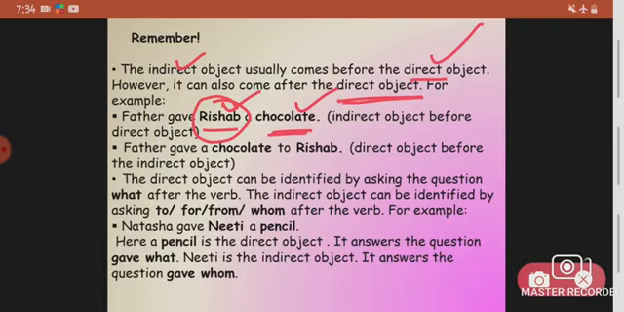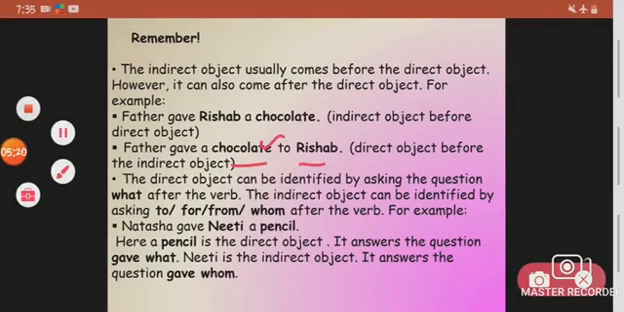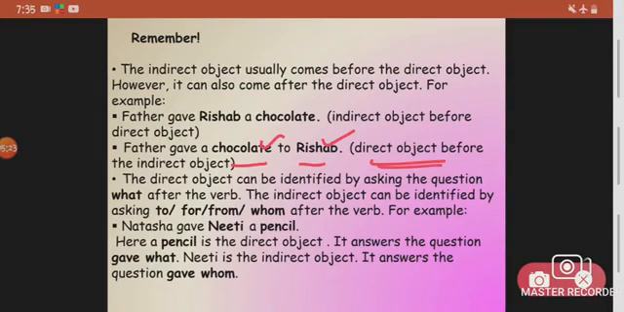Now you will write it the other way around. Father gave a chocolate to Rishabh. So here the chocolate is before Rishabh. Both are objects, but here we have direct object before indirect. Direct is the thing, right? As I already told you, things are direct and person or people are indirect. So direct is first, we have chocolate first, and then we have Rishabh. So this one is not incorrect but not common. Mostly we write indirect first and then we write the direct.